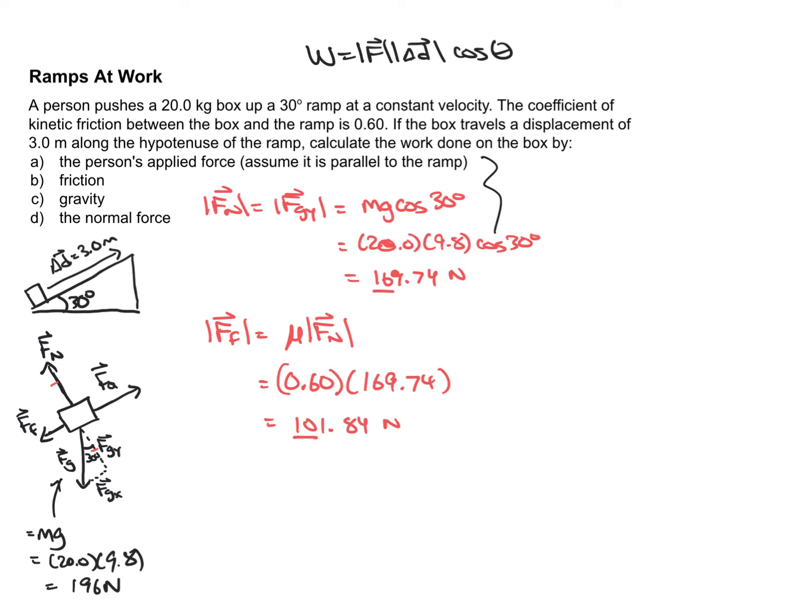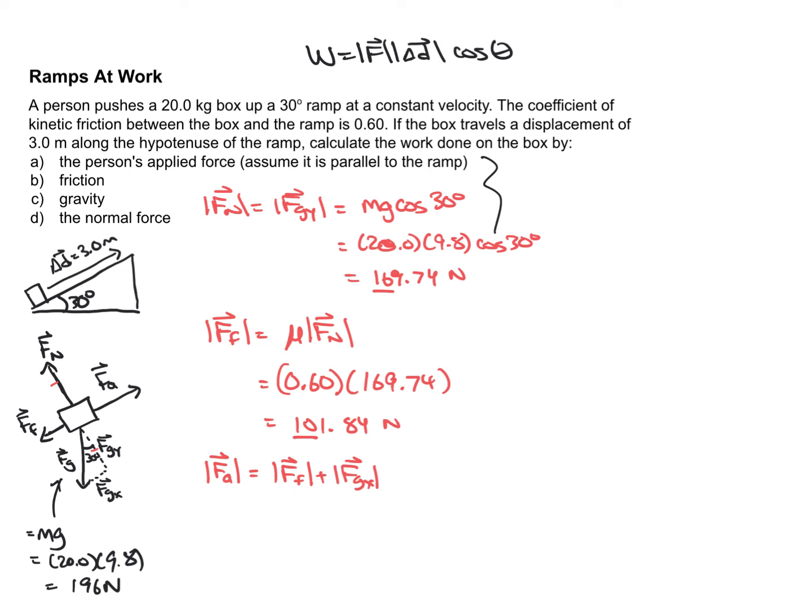And I'm going to try to find my applied force as well. Based on the free body diagram, my applied force, which is pushing up the ramp, must balance out both friction as well as FGX added together. These two are both pointing down the ramp. They want to make the box go down the ramp. So the applied force has to perfectly balance them to keep this thing at a constant velocity.